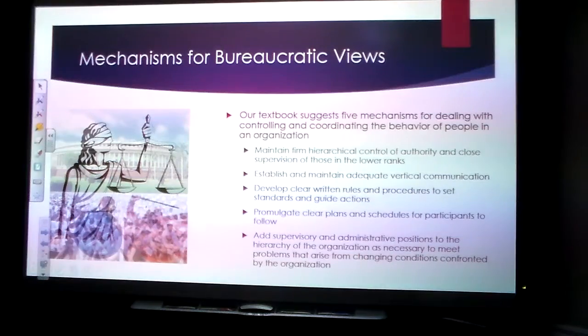So what do we do? There has to be control. There has to be hierarchical control. There has to be good vertical communication. There has to be good, clear written rules and guidelines on what you can and what you can't do. Once again, I would argue this is equally important. You have to have different rules and different standards so that people understand what they're allowed to do and what they're not allowed to do. And as you need more workers, you need to add more supervision of people.